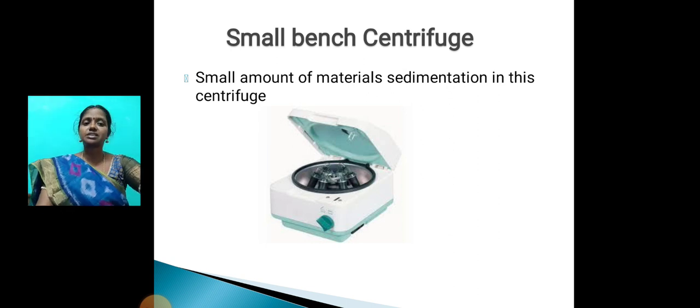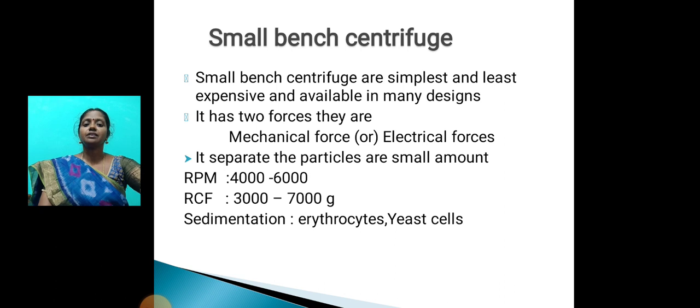In the small bench centrifuge, we can sediment a small amount of material, and its RPM is 4000 to 6000 and RCF is 3000 to 7000. What are RPM and RCF? RPM is revolutions per minute and RCF is relative centrifugal force. In this type of small bench centrifuge, we sediment erythrocytes and yeast cells.